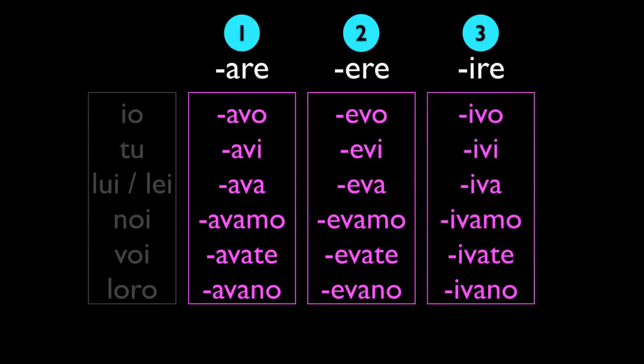You'll notice that in the ARE, the first conjugation, the endings are avo, avi, ava, avamo, avate, avano, and actually the ERE and the IREs are just pretty much the same with the exception of the stem vowel changing. So much so that you could even form the imperfecto by chopping off the RE and just adding the VO, VI, VA, etc. to the end of the infinitive.